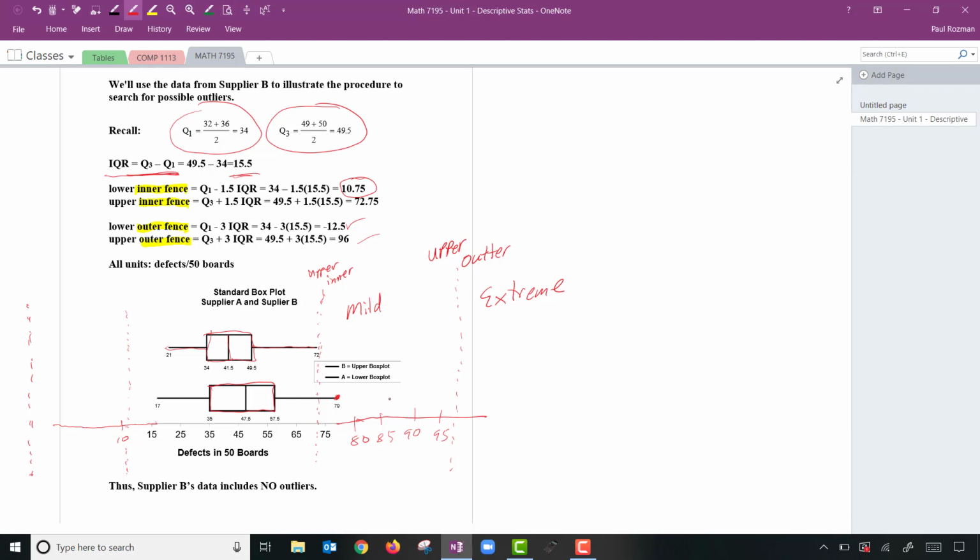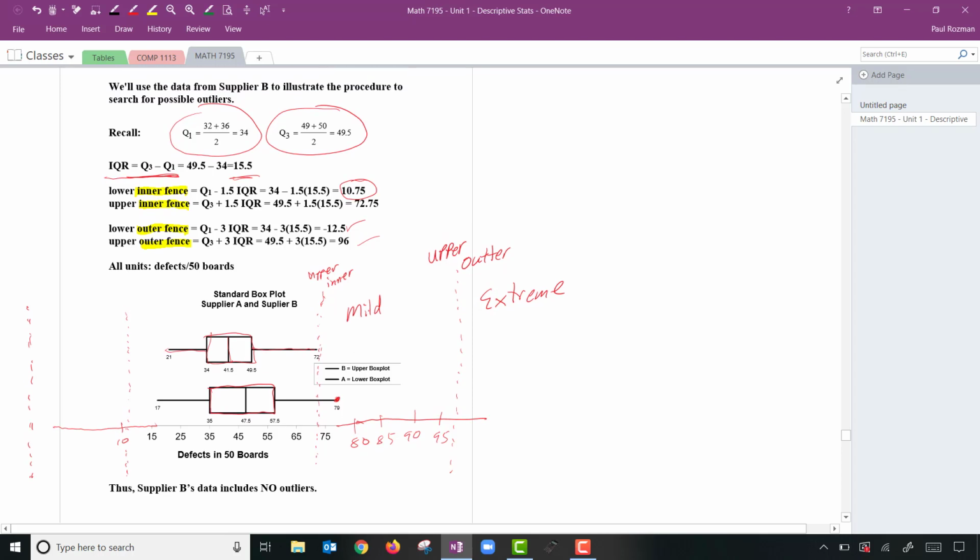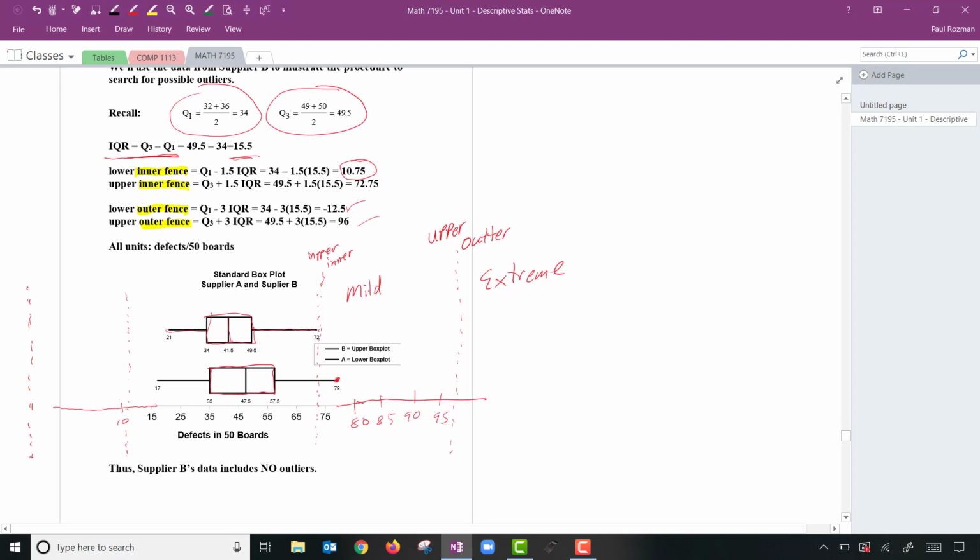I made a little Excel template that will help generate these box and whisker plots, and they include the fences. So you'll get to take a peek at one of those when we're doing a lab sometime.